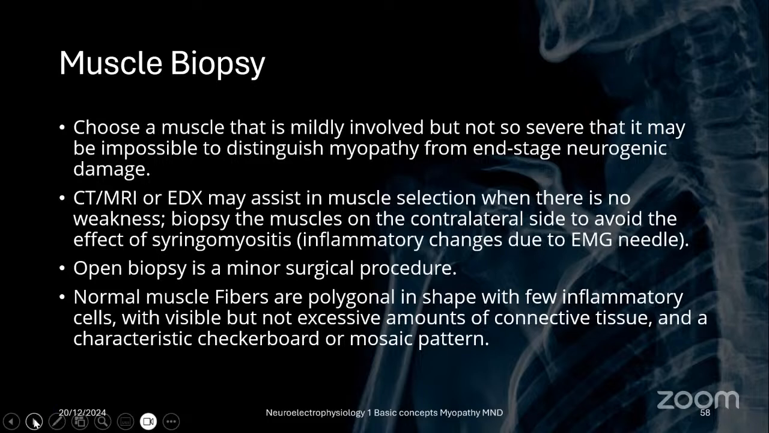Open biopsy is a minor surgical procedure, and nowadays the biopsy forceps also have come, which just put a small nick and put the forceps inside. Cost I was told 4,000 to 5,000. Normal muscle fibers are polygonal in shape with a few inflammatory cells, with visible but not excessive amounts of connective tissue and a characteristic checkerboard or mosaic pattern.